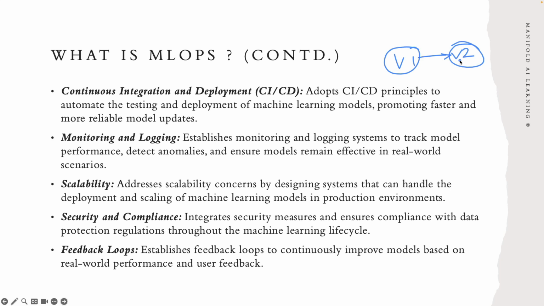MLOps also suggests effective monitoring and logging. When it comes to logging, it tracks the various metrics involved in machine learning. It could be the data features, the model performance metrics, or anomalies in the model behavior or in the data set, so that we can ensure the model we have in the production environment is effective in real world scenarios.